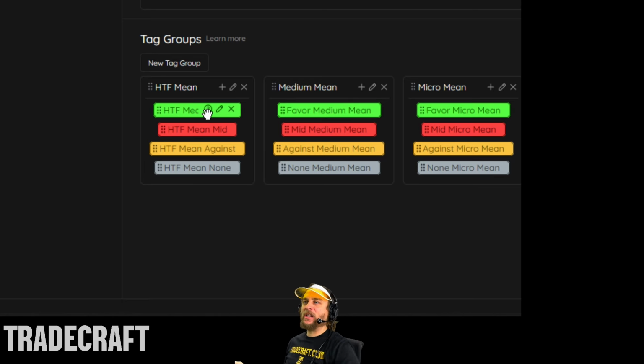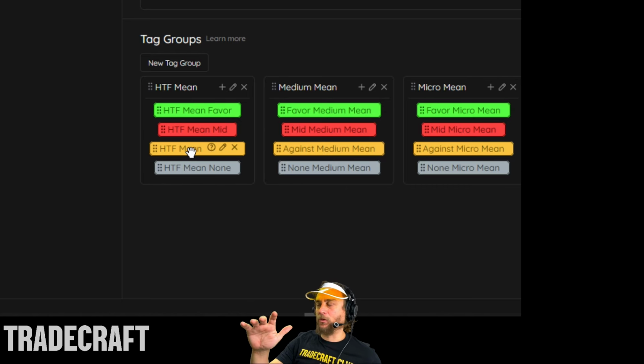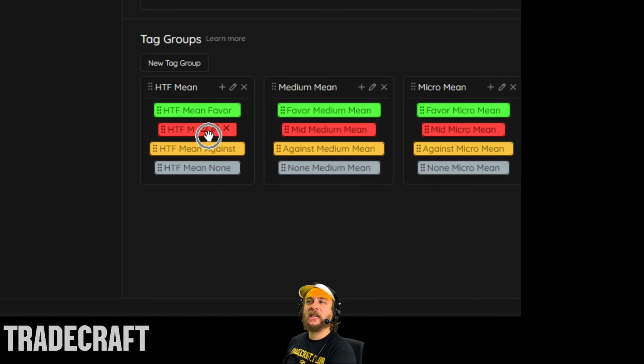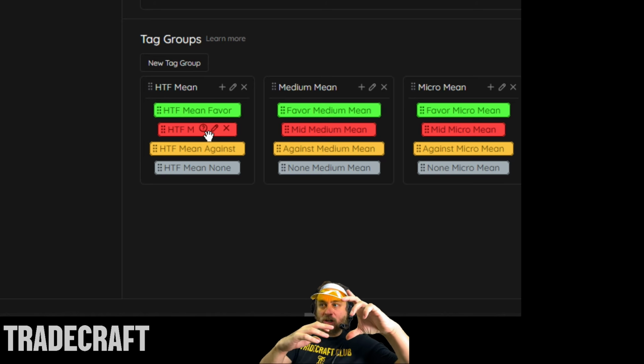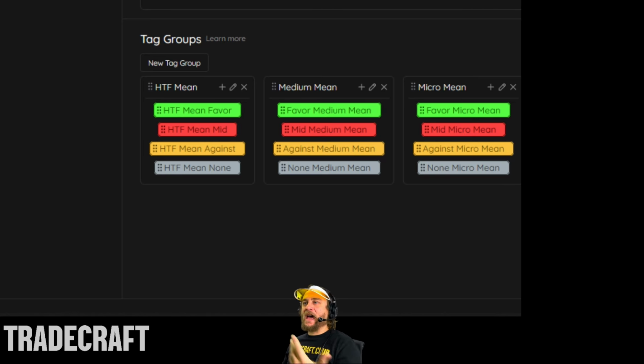A green tag means I'm trading into the range. A yellow tag means I'm trying to do a breakout of a range. A red tag is going to mean I am trading in the middle of the range somewhere. And then the gray tag is telling me there is no range present at this point. Now we have higher time frame ranges, medium ranges, and micro ranges.